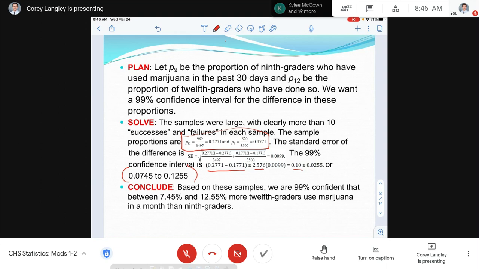So interpreting this in terms of everyday language, we're 99% confident that between 7.45% and 12.55% more 12th grade students use marijuana in a month than the ninth grade students. Okay, that's how much it grows over that 4-year span. Any questions on this? All right.